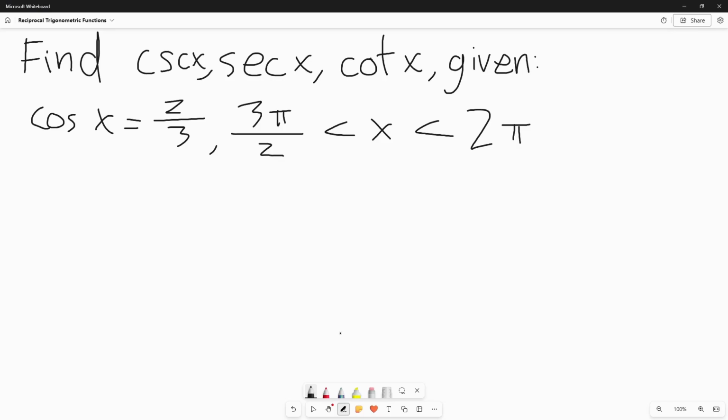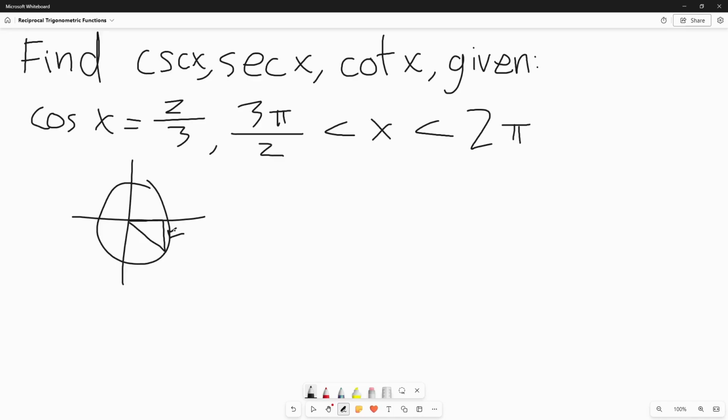This problem asks to find cosecant of x, secant of x, and cotangent of x, given that cosine of x equals 2 over 3, and x is in between 3 pi over 2 and 2 pi. Now, you may think we can use the trick that I described earlier by drawing a triangle, and you're half right, but if you notice here, x is in between 3 pi over 2 and 2 pi, which means that on a unit circle, this triangle would be in the 4th quadrant. So let's say the triangle was like this.